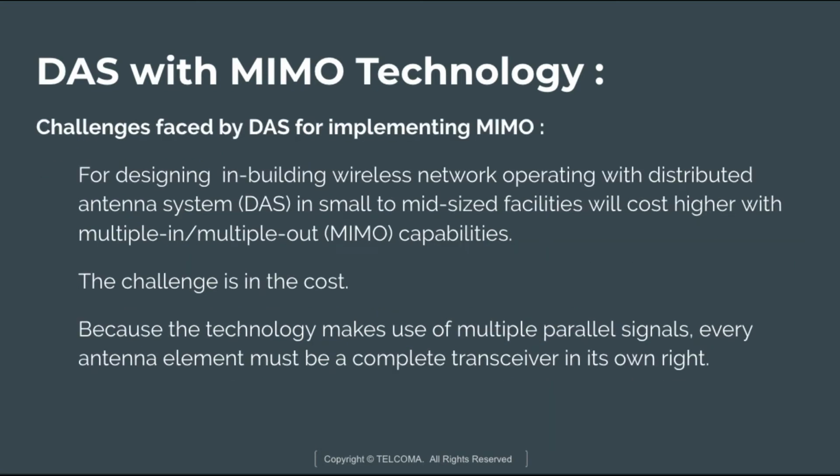The challenge faced by DAS in implementing MIMO is that designing an in-building wireless network operating with a distributed antenna system in small to mid-sized facilities will cost more with MIMO capabilities. So the challenge here is the cost. Because the technology makes use of multiple parallel signals, every antenna element must be a complete transceiver in its own right.